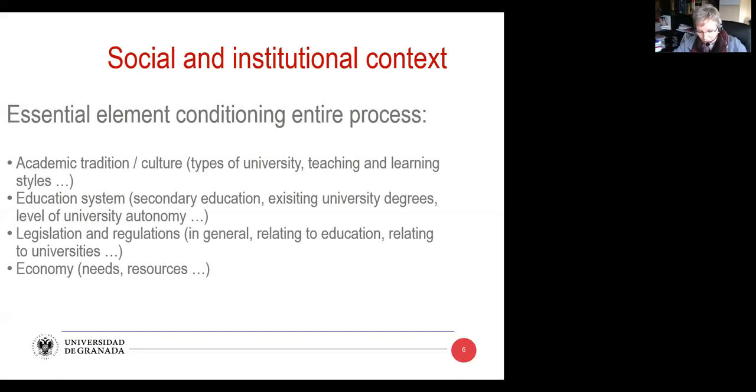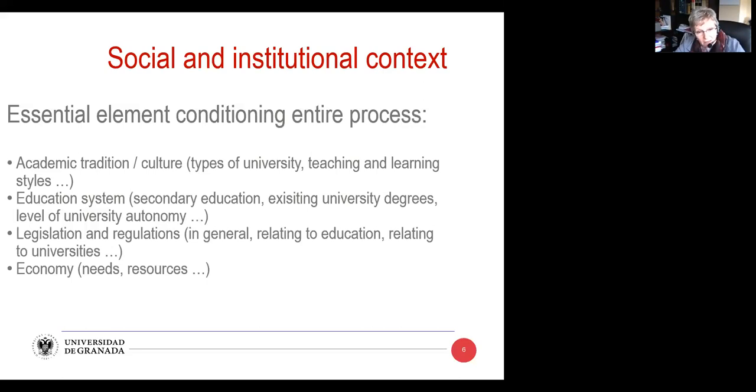Now, when we're designing a curriculum, we need to bear in mind these kinds of teaching and learning styles and so on. We also need to bear in mind the general education system. What do our students learn in secondary education? And again, here an example from translator education. In most parts of Europe, translator education includes two foreign languages and would start from a fairly high level of proficiency in those two foreign languages.